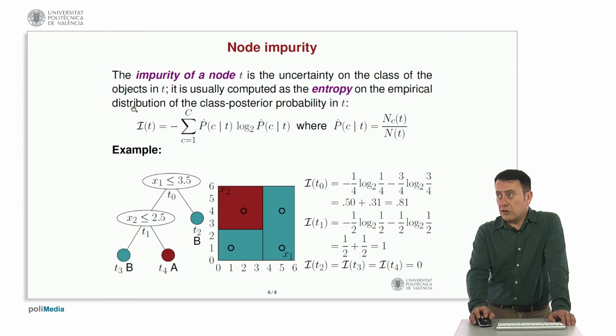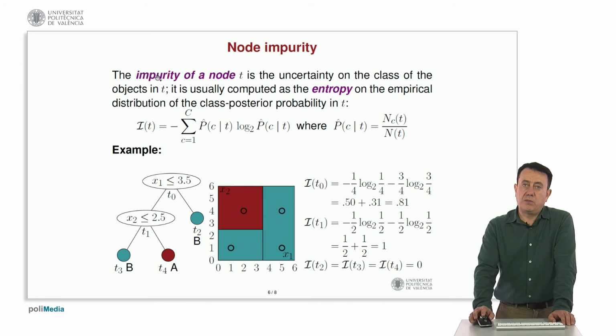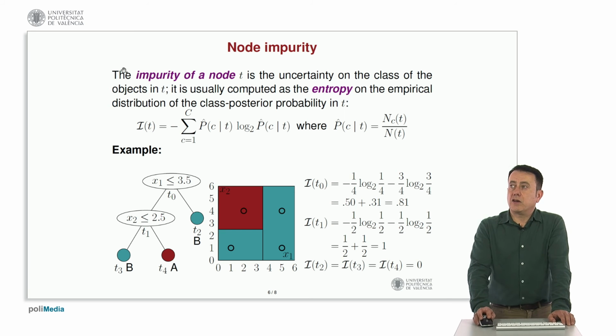Okay, so we have many potential feature threshold pairs to consider, and we need to check them when we build the classification tree. We need to decide which pair we choose. For this, it's convenient to introduce the concept of impurity of a node T. It is the uncertainty of the class of the objects in T.